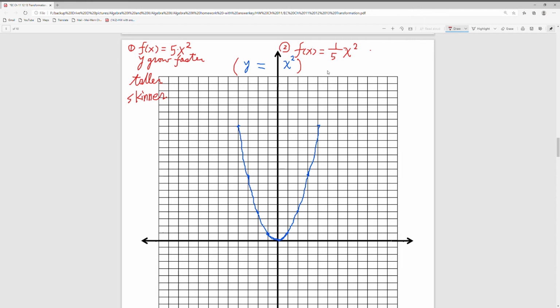This is y, right? So y grows slow. Y grows slow, sometimes we say shorter or wider. Okay. So let's see, is this true or not?